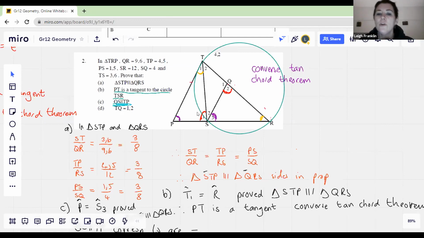Okay, when you're asking me what about them, what exactly do you mean? Do you mean that could we use them to prove that QS is parallel to TP? Yes, ma'am. No, we couldn't in this situation, because when we want to prove that lines are parallel, either alternate angles are equal, corresponding angles are equal, or co-interior angles are supplementary. Angle S1 and angle Q2 don't have a relationship with one another like that. They're not alternate. They're not co-interior.